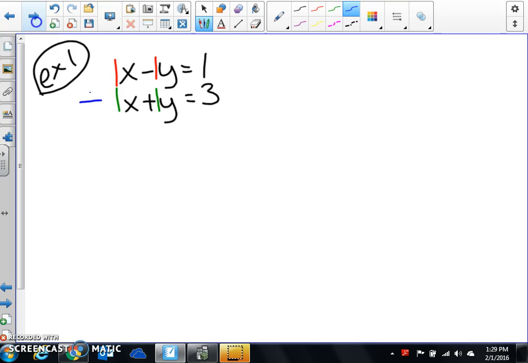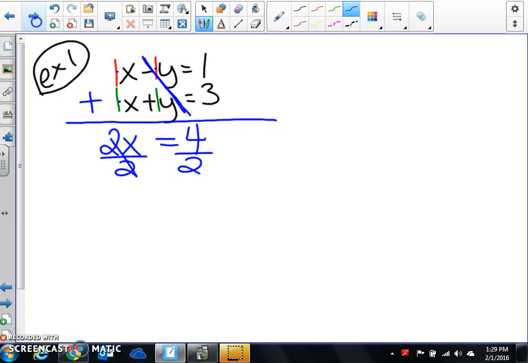So I'm going to go ahead and add these up. I'm going to add vertically. So 1 plus 1 gives me 2x. I'm just combining like terms. Negative 1 plus 1 is 0, so those cancel. 1 plus 3 is 4. Now I divide both sides by 2. X equals 2. Now it's up to you.